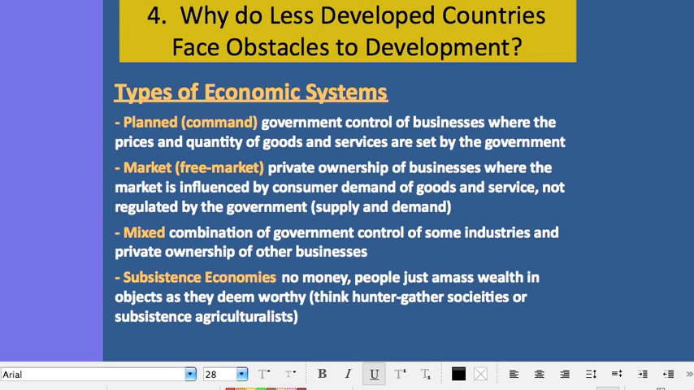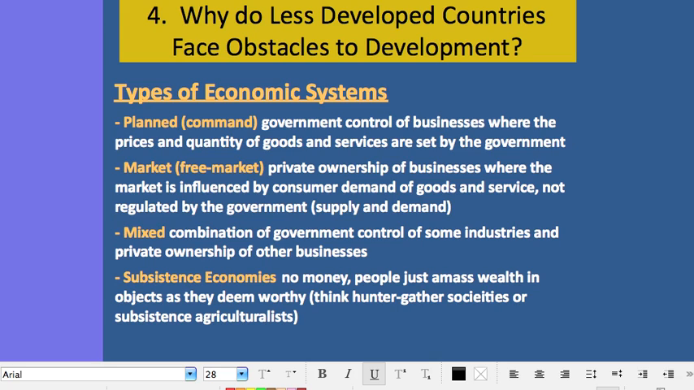Just as a review, when I look at the different types of economic systems, a planned or command economic system is when the government is in total control of businesses, where they set the prices and quantities of goods and services. Free market economic system, the government is not in control at all. It's private ownership of businesses, which is influenced by the market, aka consumers, who in their demand for goods and services influence the supply and prices and stuff like that.